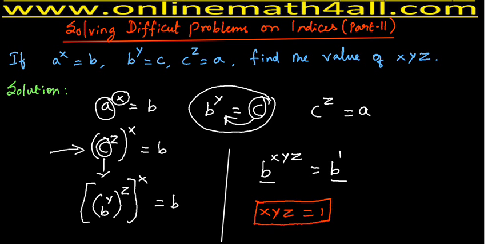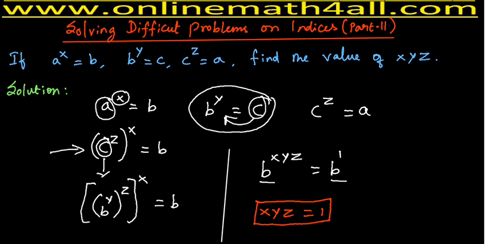I just applied this for a in the first equation, a to the power x is equal to b. For a, I applied the value of a from the third equation, that is c to the power z. Then I considered the second equation, that is b to the power y is equal to c. Here it's very clear the value of c is b to the power y. So I applied the value of c again into the first equation. Instead of c, I just took b to the power y. So when I do so, I get the step b to the power y to the power z to the power x. This is the step I get.